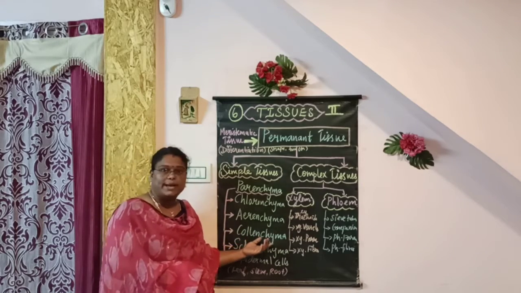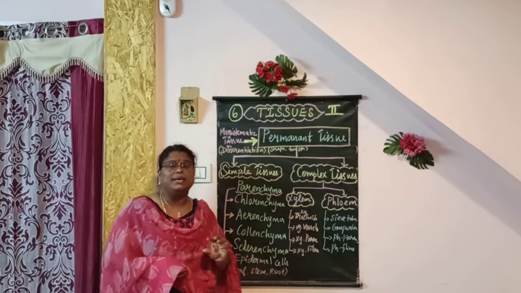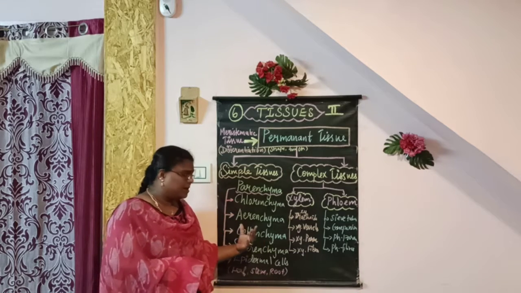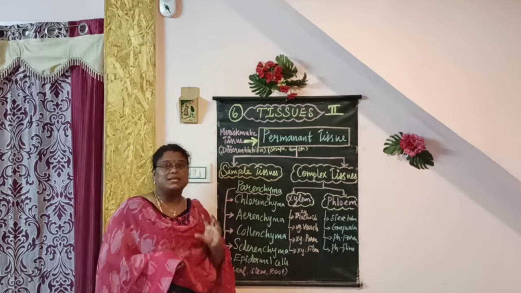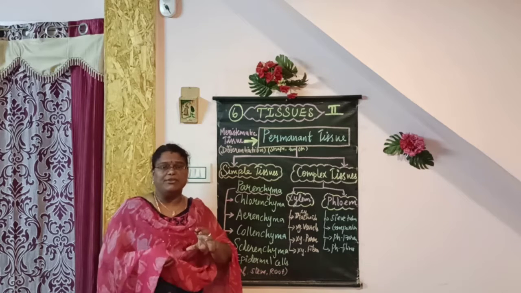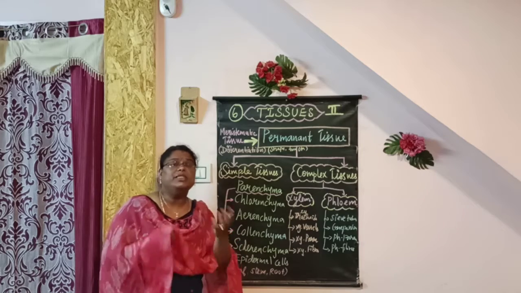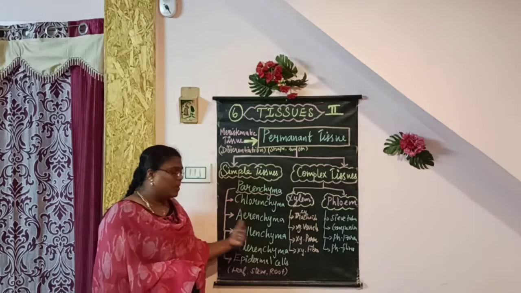Next one is collenchyma cells. Some parenchyma cells contain irregular thickening in the corners of the cells. This type of parenchyma cell is called collenchyma. This provides flexibility to the stem and leaf. Flexibility means it can be bent without breaking. So that type of cells are called collenchyma cells.